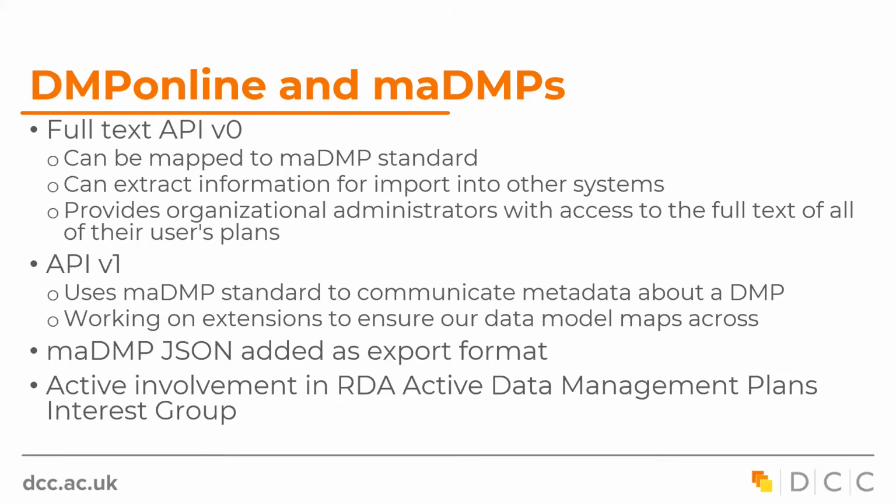Okay, so here I thought I would mention the two routine APIs that people mostly use, version 0 and version 1. They're both mapped to machine actionable data management standard. So the first API is designed to extract information on all plans, including answers to questions. The second API uses MA-DMP standard to communicate metadata about projects, so it extracts information about metadata.